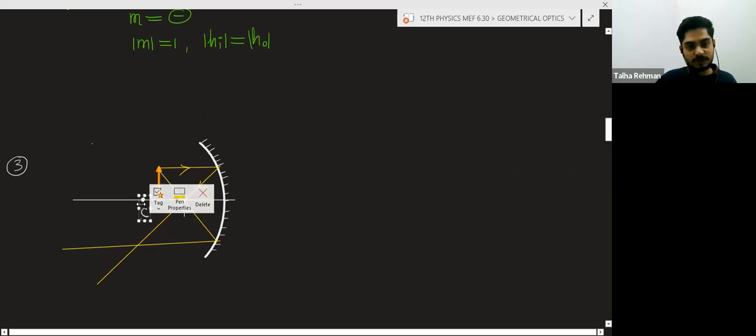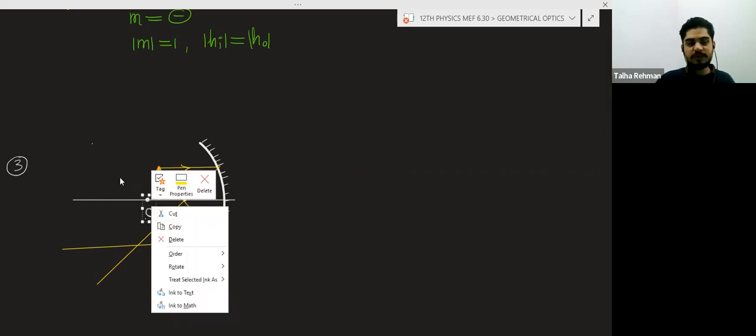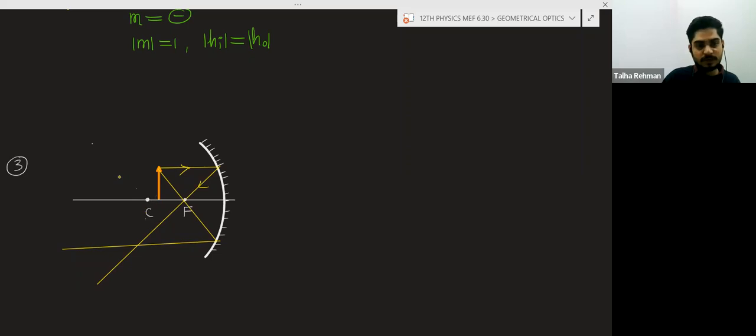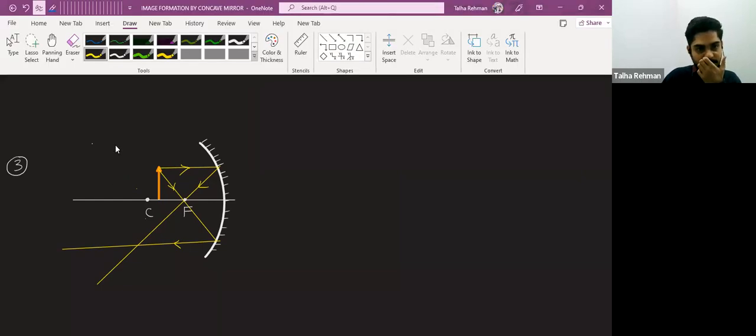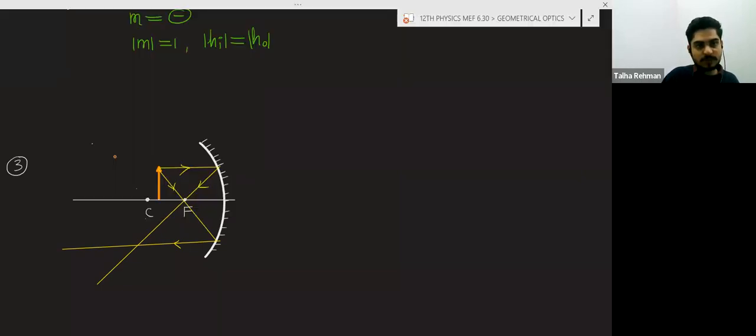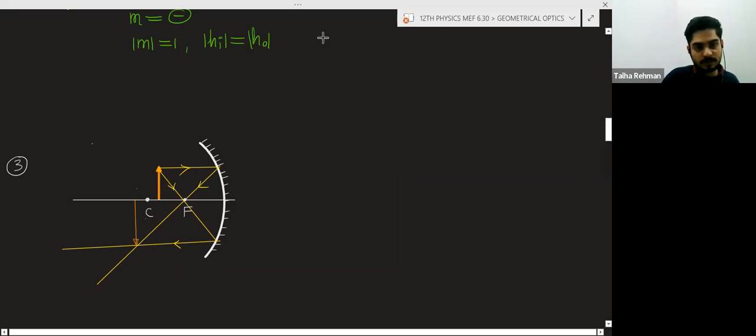So when you draw this diagram by using the scale, this will be more correct. So this is the incident ray, this is the reflected ray, and this will be the image here. Basically this will be the image.